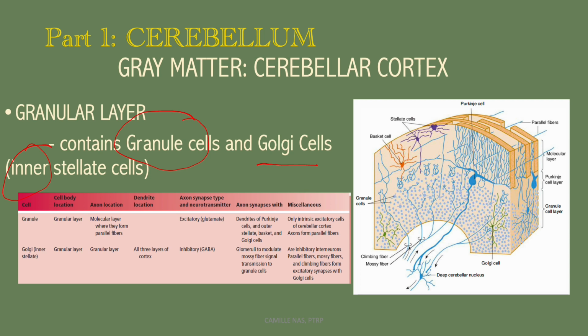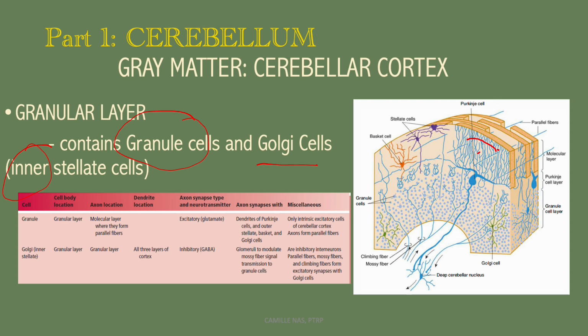They are actually extremely numerous, no? The parallel fibers are also therefore abundant, and they almost fill the molecular layer. As you can see, this is the parallel fibers. So, abundant yang parallel fibers natin. And they will synapse with the dendrites of your Purkinje and the outer stellate basket and Golgi cells.